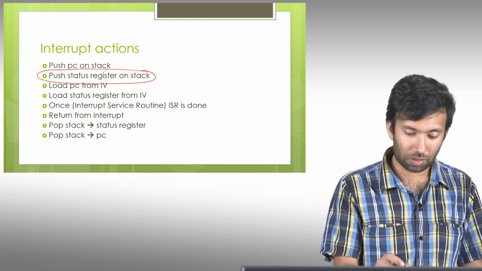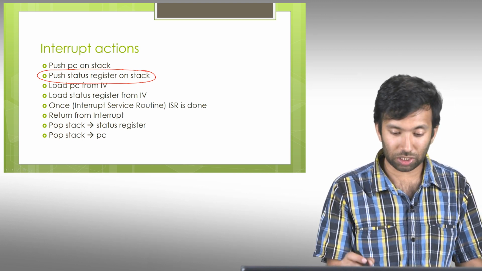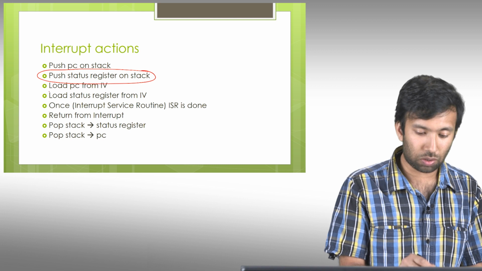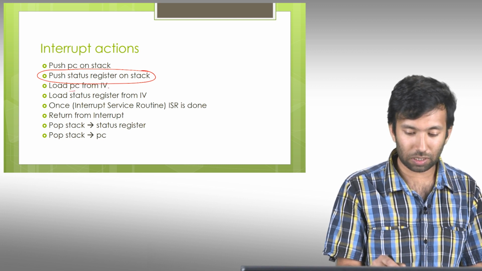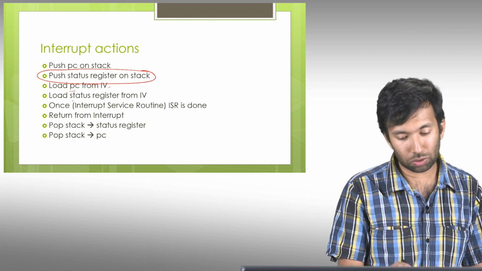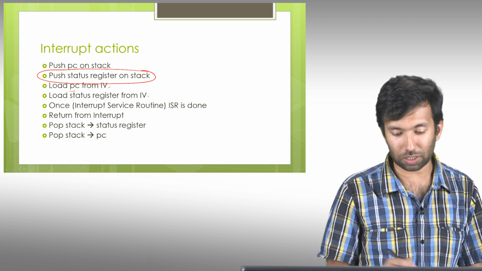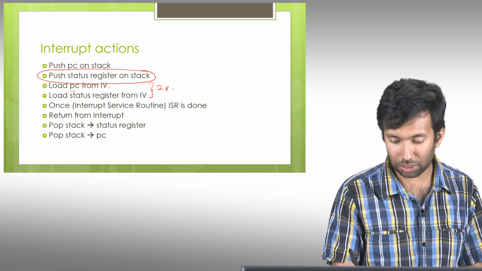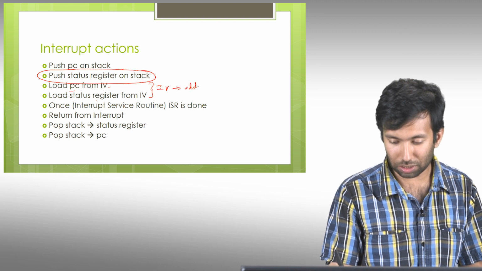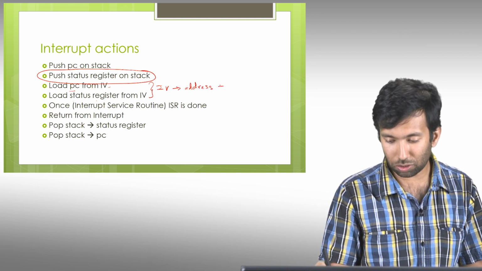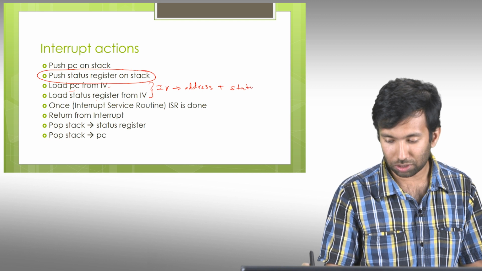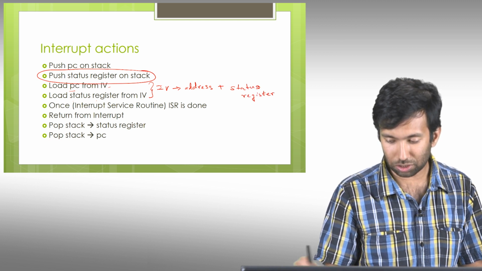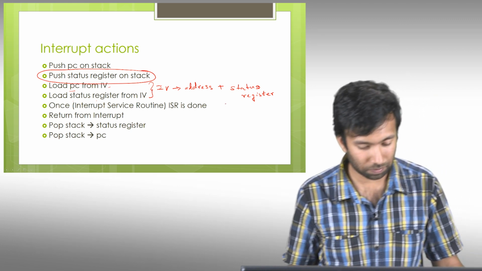It pushes the program counter onto the stack first, then it pushes the status register onto the stack, then it loads the program counter from the interrupt vector. It also loads the status register from the interrupt vector. So, from these two lines, you know that the interrupt vector not only has the address of the ISR, but it also has the status register. The status register is very important.